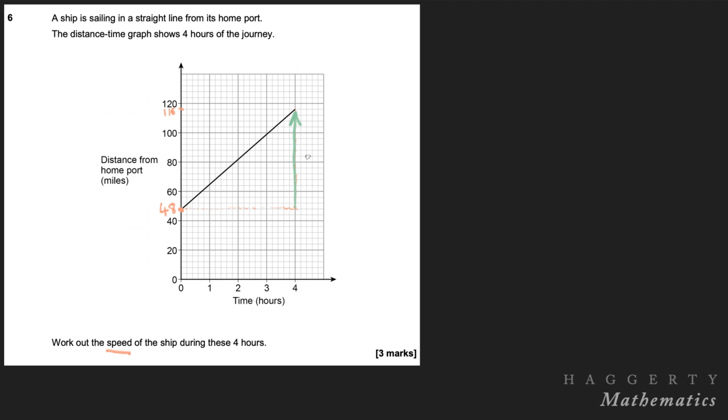116 minus 48. What is that? 52, 16, 68. 50, 52, 62, 60, 68. Yeah, 68, right? Let me know if I'm wrong. I might be wrong. So 68 miles, and then that took us 4 hours to do that.